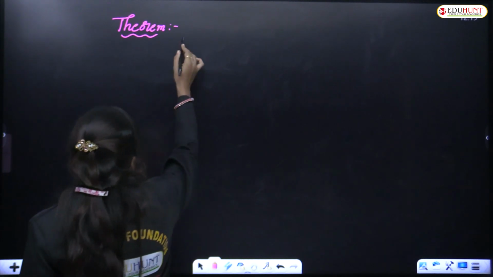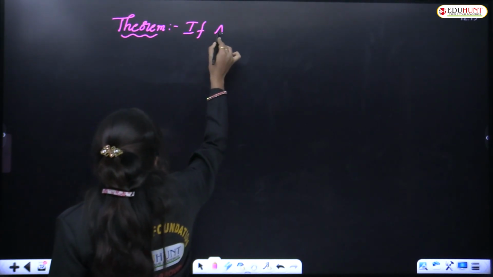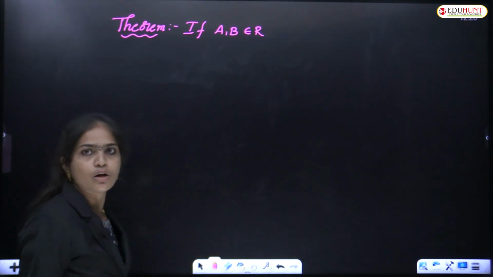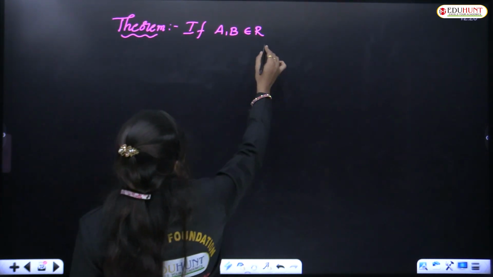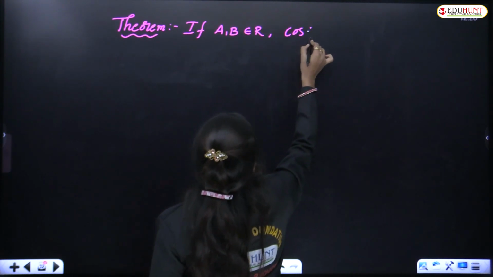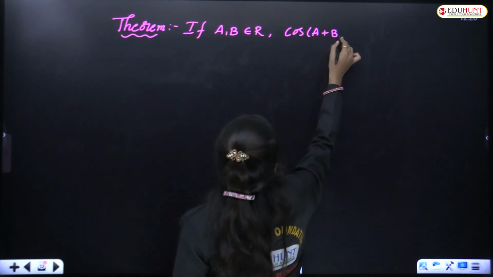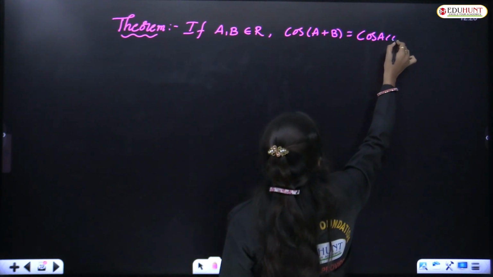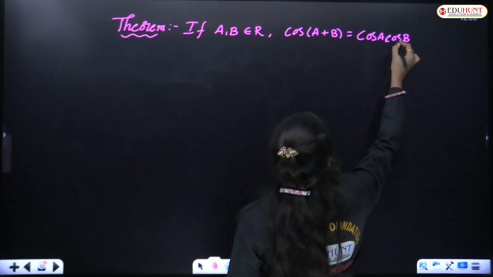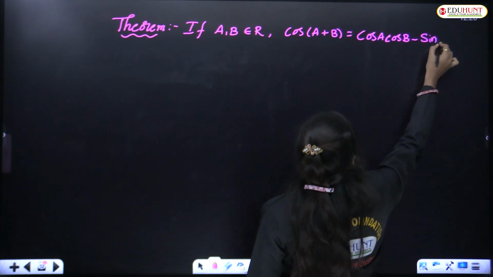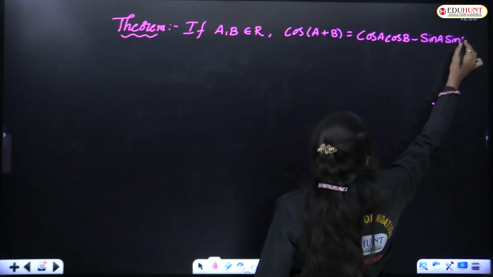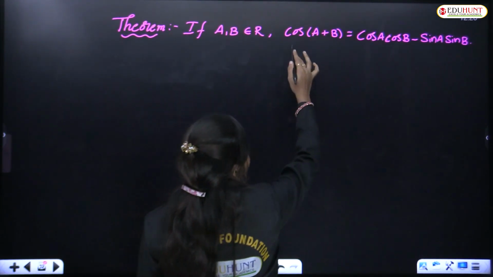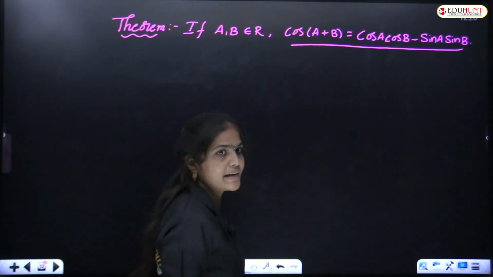What is that theorem? If A, B are any two angles, real numbers, then cos of A plus B is equal to cos A cos B minus sin A sin B. What is the formula here? Cos of A plus B is equal to cos A cos B minus sin A sin B.